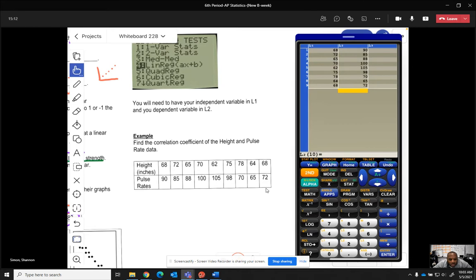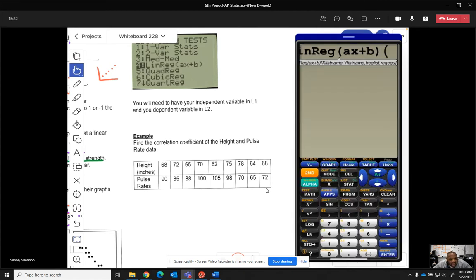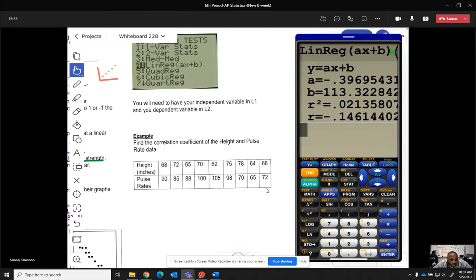And now to actually do correlation, I'm going to press my stat key and go to calc. I want to do linreg, number 4, ax plus b. It's going to ask me to set two lists. So I need to do list L1, so I'll press second and 1, comma, second and 2. Close parentheses. Here we go. And there's my R value. R is equal to negative 0.146.